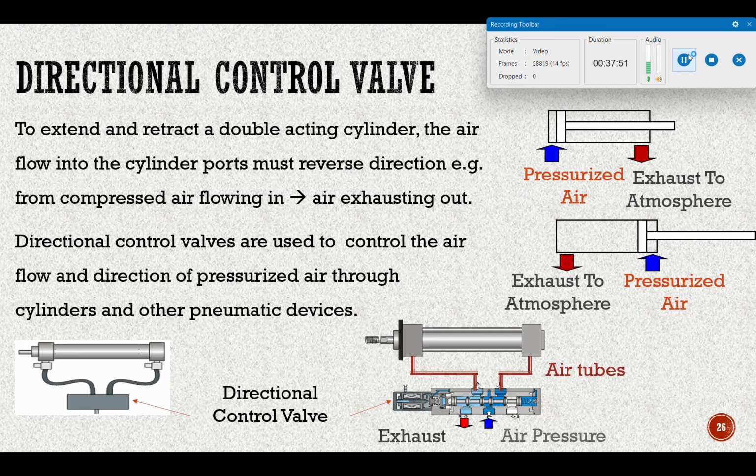Okay, so you've seen before in the video different types of DCV. Let's take a look at those different types.